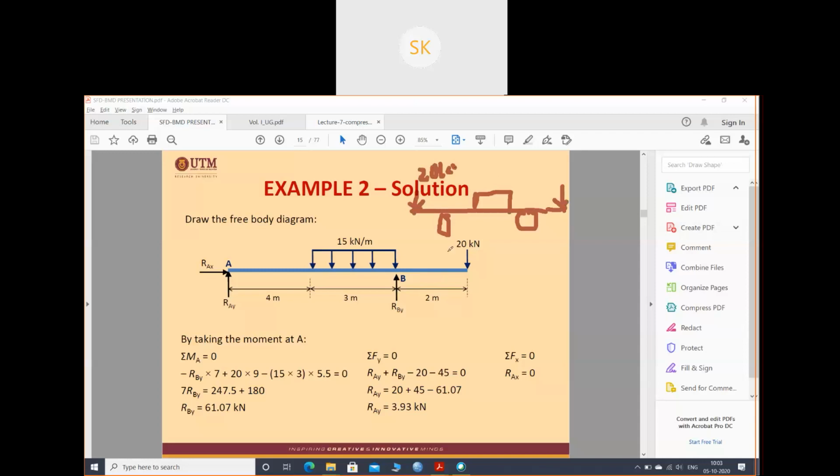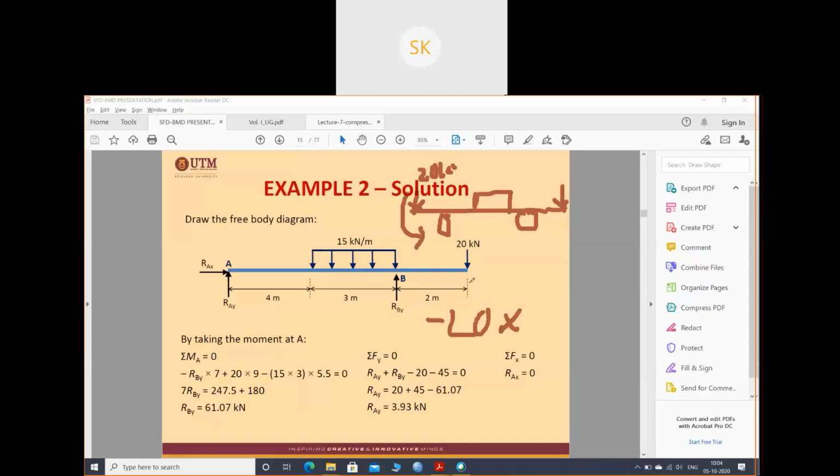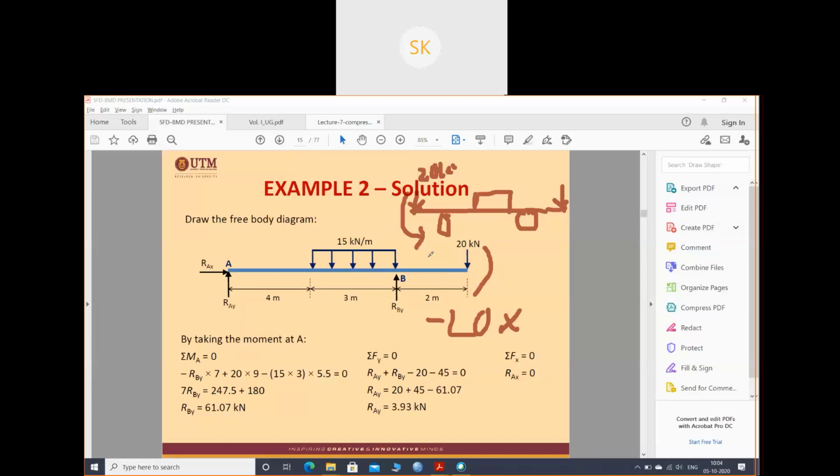So you have to find it the same way. You have to take the moment about this point. See, sign convention means this load will go anti-clockwise. So this will be minus 20 into the distance about which you need to find the moment. If you are giving an overhang in this part, this will give moment in this direction, and we are taking anti-clockwise as negative, so it will be negative. Clear? Yes, ma'am. Okay.